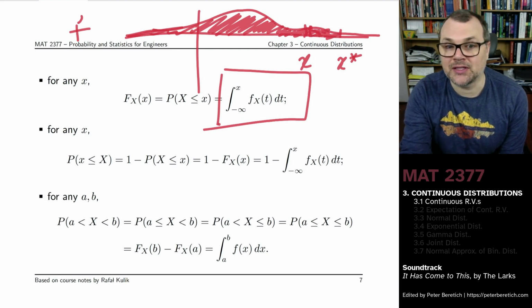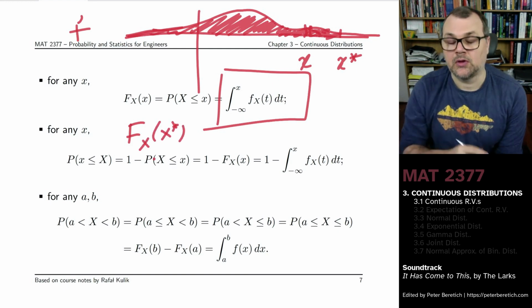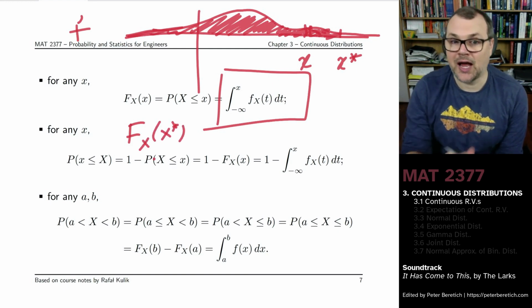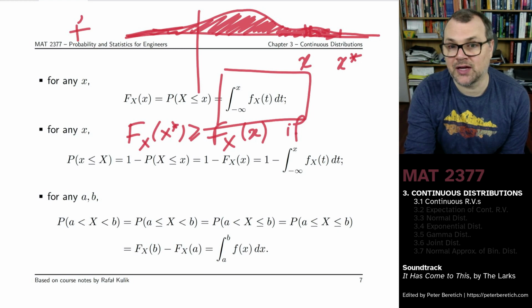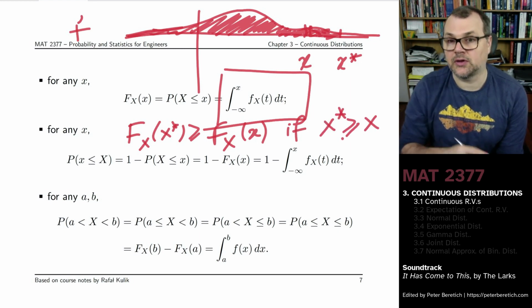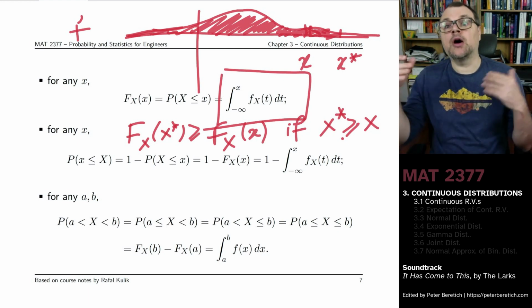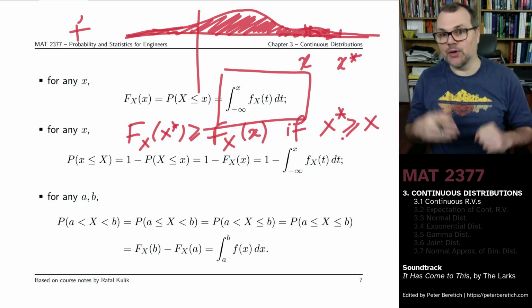So the probability that x is smaller than x star has to be greater than the probability that it's smaller than x if it turns out that x star is greater than x. You don't have a choice. You just keep on accumulating probability.